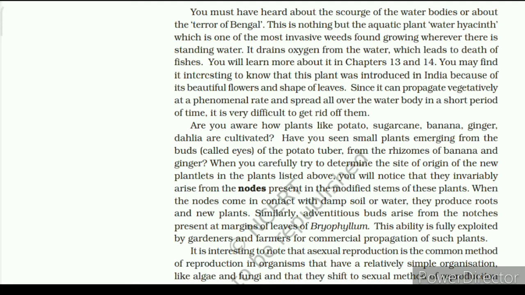You may find it interesting to know that this plant was introduced in India because of its beautiful flowers and shape of leaves. Since it can propagate vegetatively, it grows at a phenomenal rate and spreads over the water body in a short period of time. It is very difficult to get rid of them.